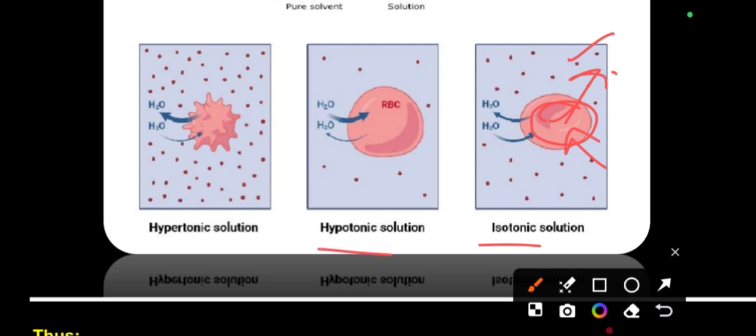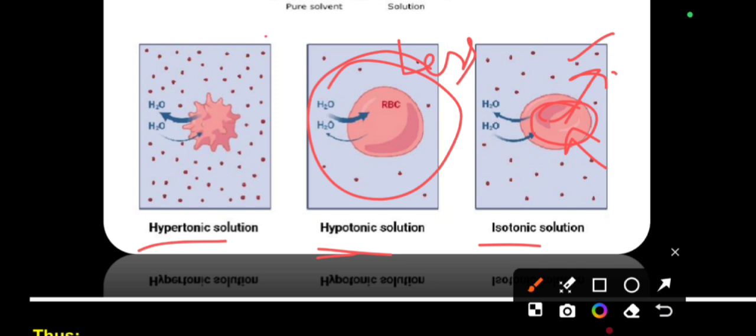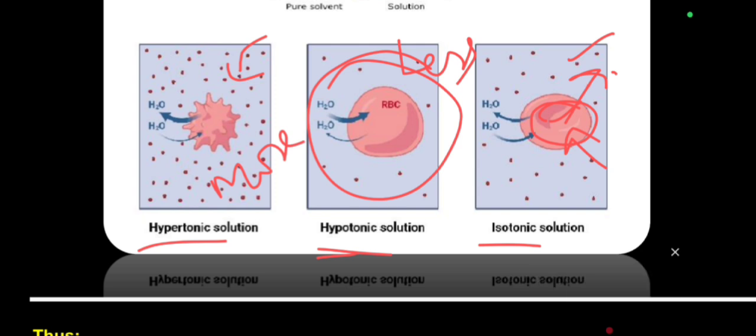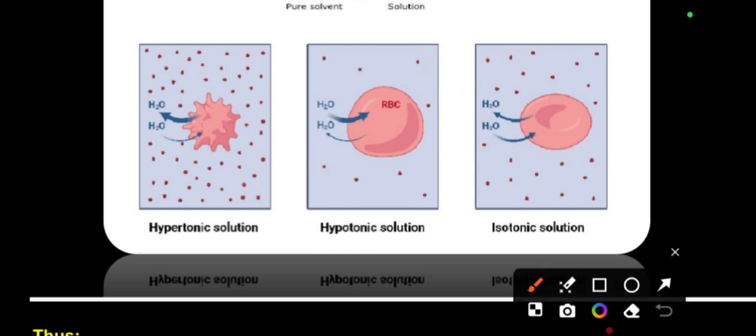But in hypotonic solution, hypo means less, so outside you have to keep less concentration. In hypertonic you have to keep more concentration outside. We are talking about the concentration of the solution, not the solvent. So if you have taken more concentration of solution, it means less water is present outside. If less water is present outside, then more water is present inside. Then where will the flow of water take place? From inside to outside. Is it clear?